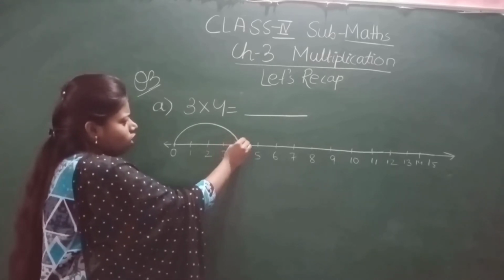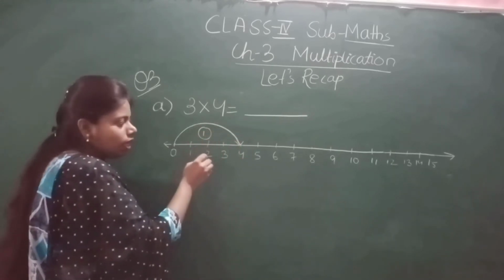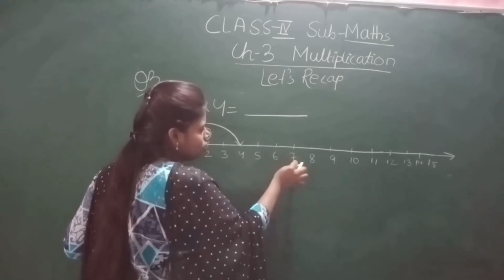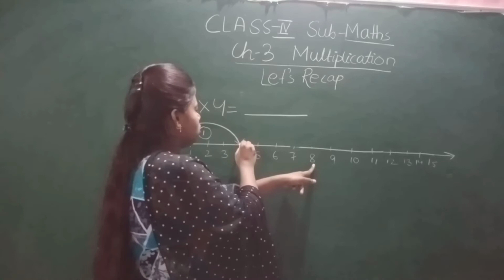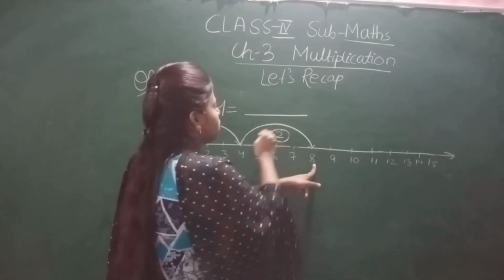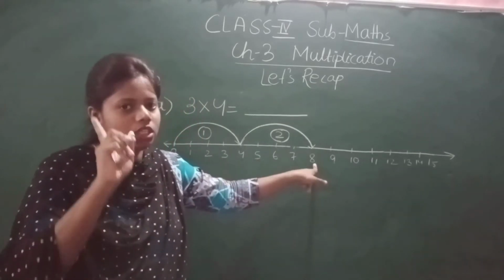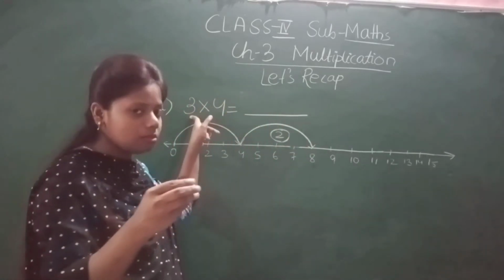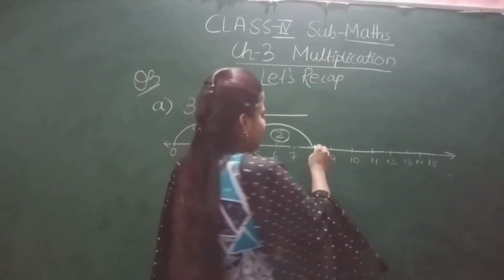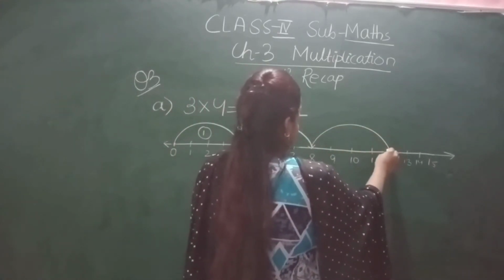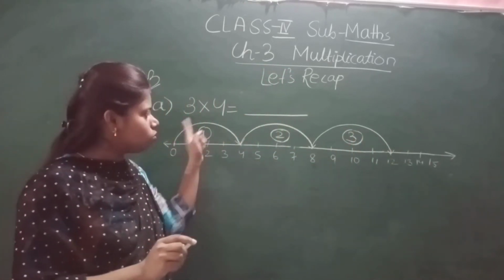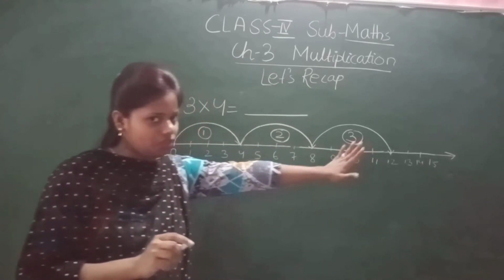So this is 1 jump. Now again count 4 from this: 1 2 3 4. Again we come up to this much, so we have taken the second jump also. Now we have to take one more jump, the third. From here again come 1 2 3 4. So see it, we have taken 3 jumps: 1 2 3.